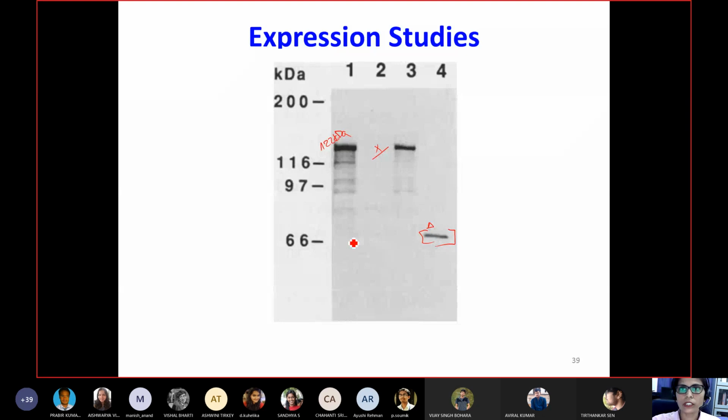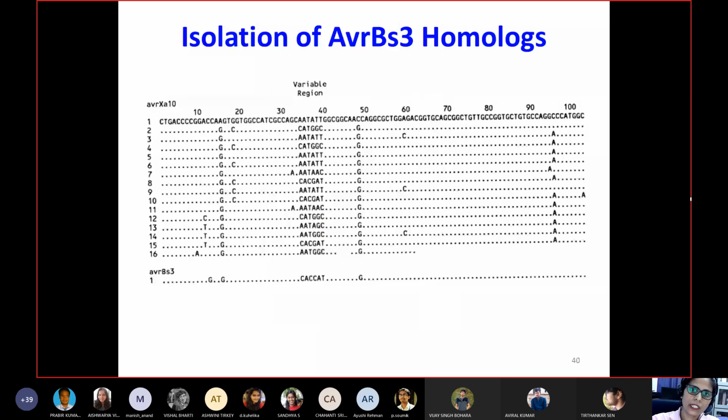Now the prominent feature they got was the repeated domain, right? So AVR-BS3 was the first one to be recognized, and then based on the homology, they searched other species. For example, AVR-XA7, then AVR-XA5. All these were homologs coming from rice species. So that is why they have XA in their scientific name.